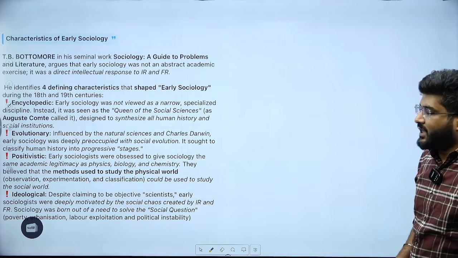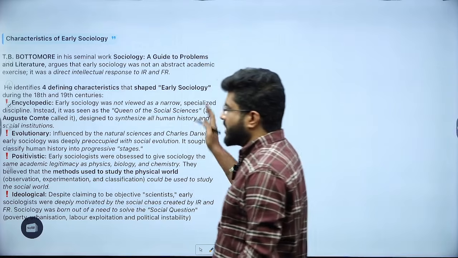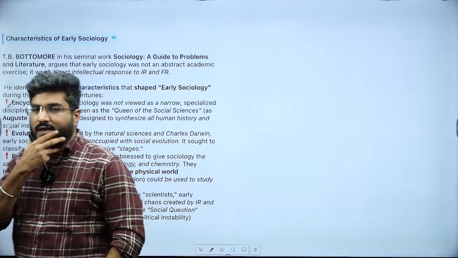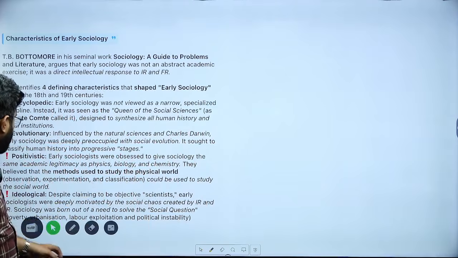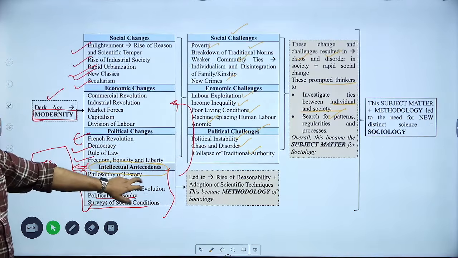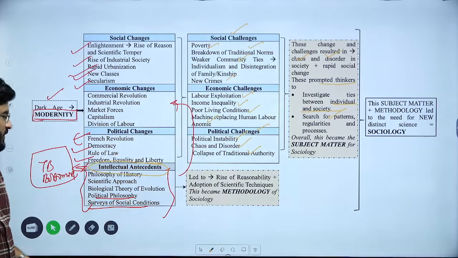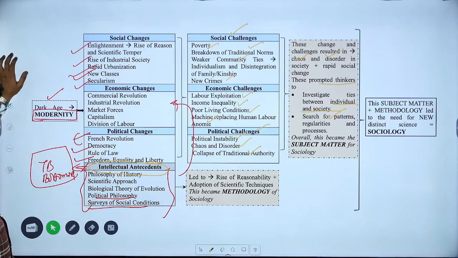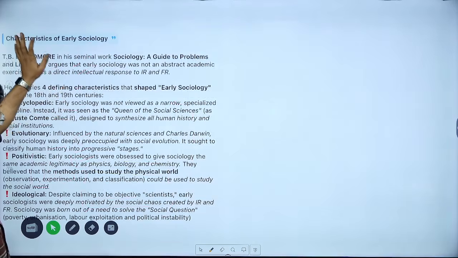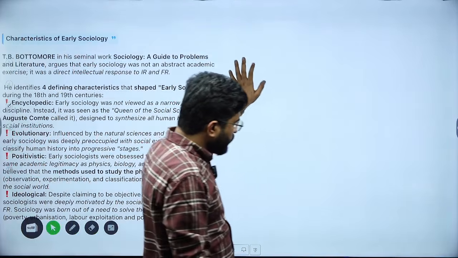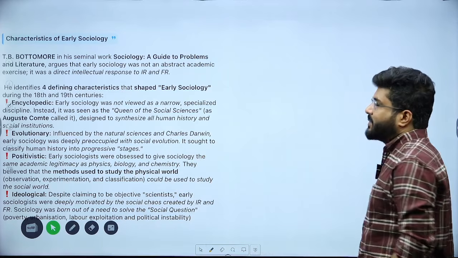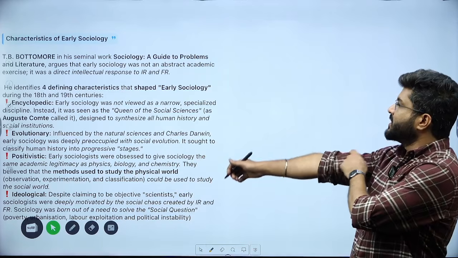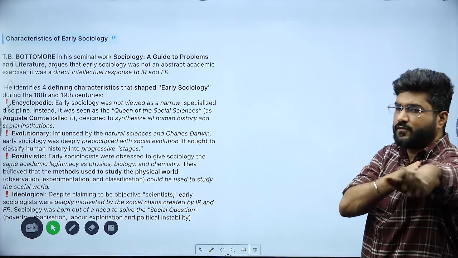Then, what are the characteristics of early sociology? The early sociology we have been seeing in this phase, where we discussed the philosophy of history, scientific approach, biological theory of evolution, political philosophy and survey of social conditions, was based on four or five different characteristics highlighted by T.B. Bottomore again in his work, A Guide to Problems and Literature of Sociology.